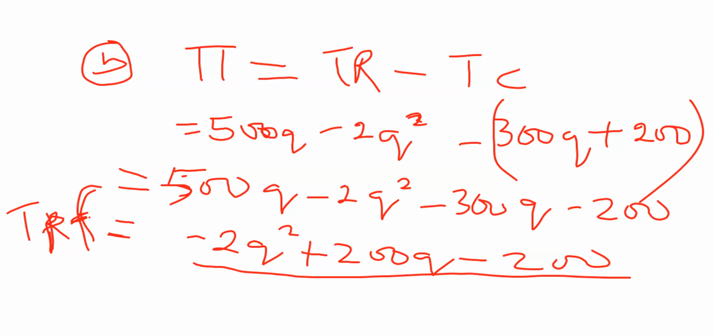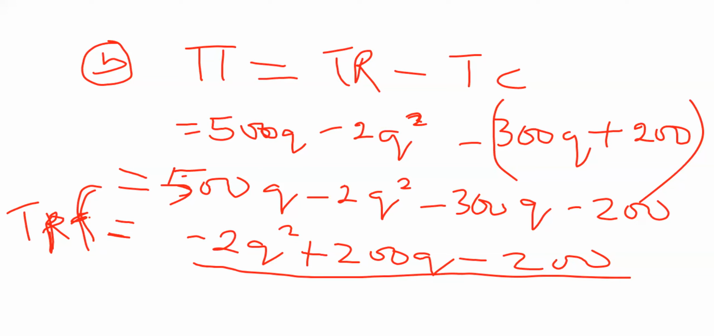To maximize profit, can we produce in order to maximize profit? Now we have a total profit function. We're going to differentiate it, and when we differentiate it, we equate it to 0 as usual.